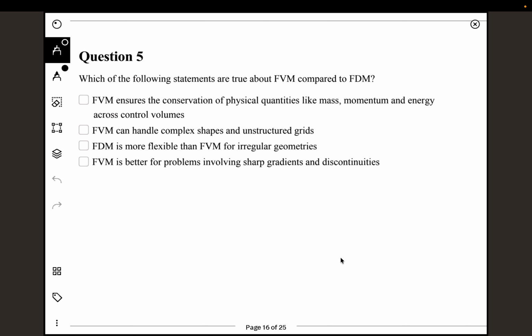Which of the following statements are true about finite volume compared to finite difference methods? Finite volume ensures the conservation of physical quantities like mass, momentum, and energy across control volumes. We derive the finite volume equations from that, so this is true. It can handle complex shapes and unstructured grids. So this is the main advantage that we get here.